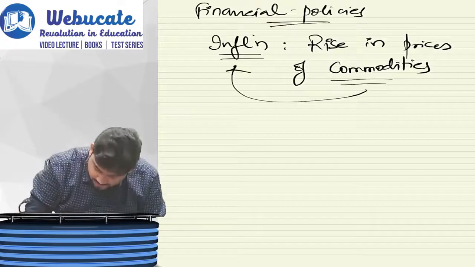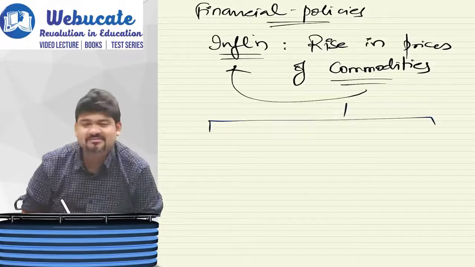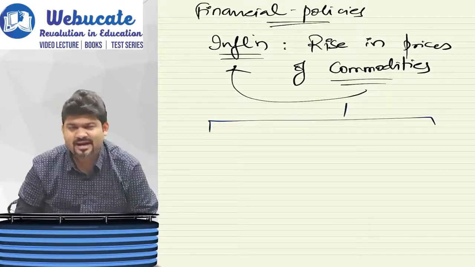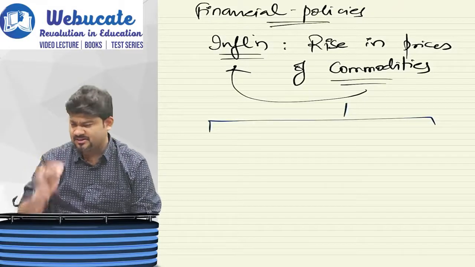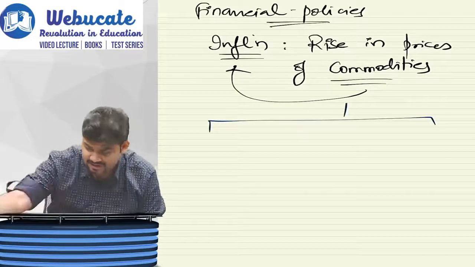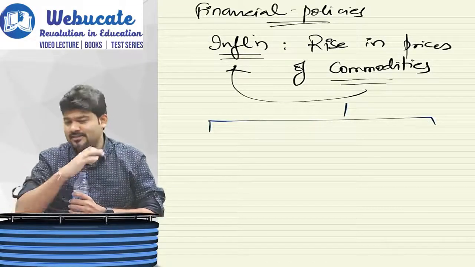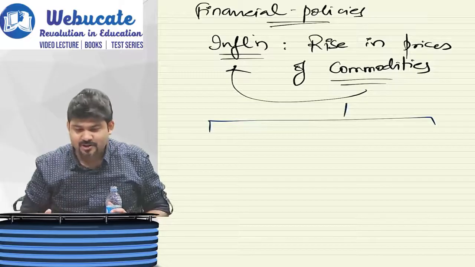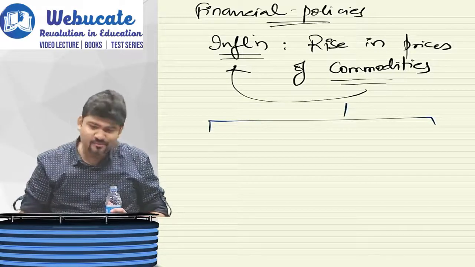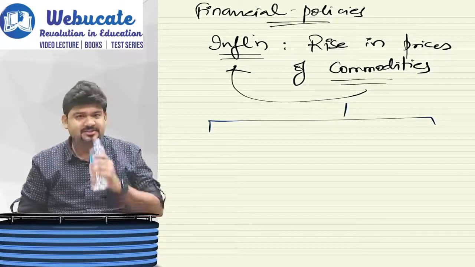Correct? Yes. Okay. Now tell me, what could be the reason of inflation? Why would the price of a commodity rise? A simple economic reason would be what? Think and answer. Now you have to answer. Be very attentive and be very swift in answering. Why would there be inflation? Why would there be a rise in price of commodities?